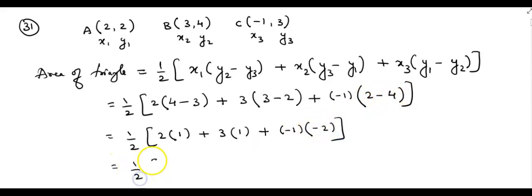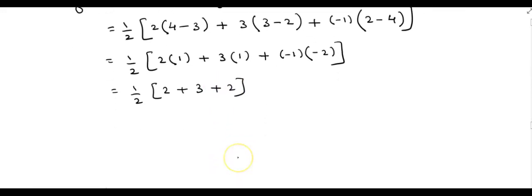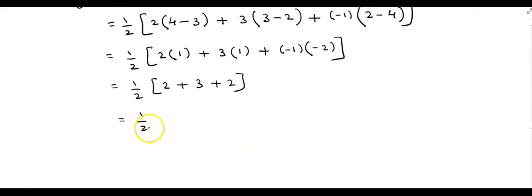Half into 2 ones are 2, plus 3 ones are 3. Plus, minus into minus is plus, plus into plus is plus, 1 2s are 2. Got it? Then half into 3 plus 2 is 5, 5 plus 2 is 7, that is 7 by 2 square units. So the area of the triangle is 7 by 2 square units.